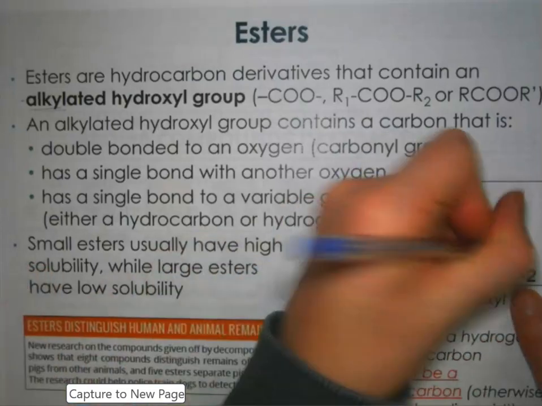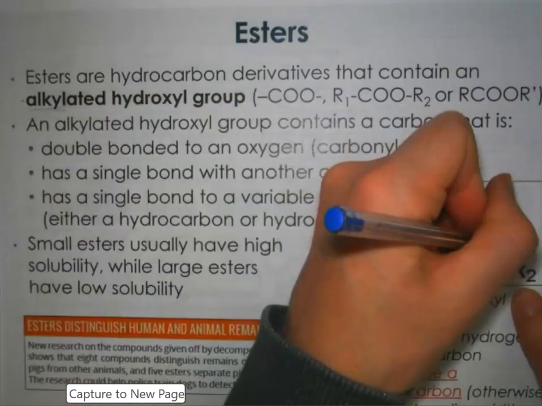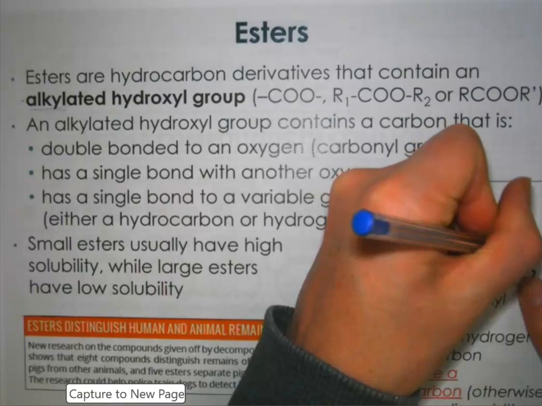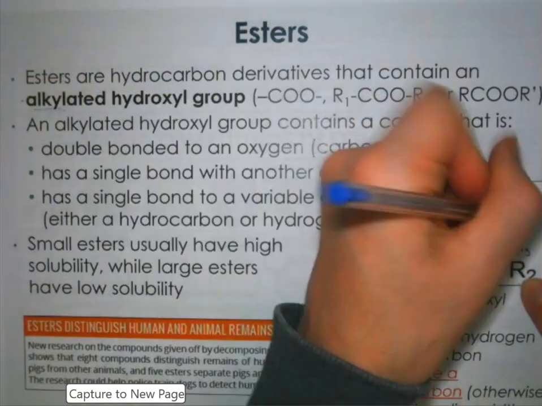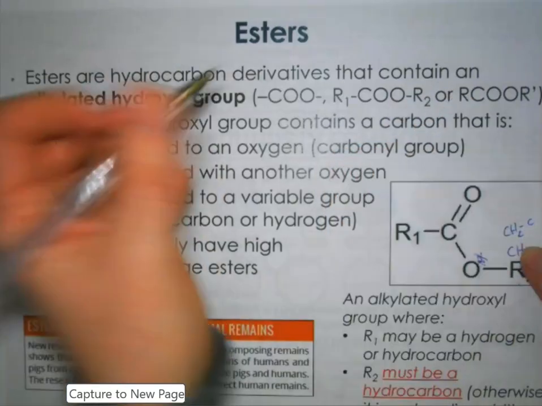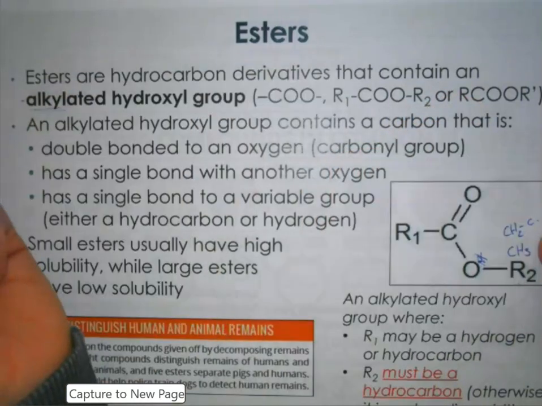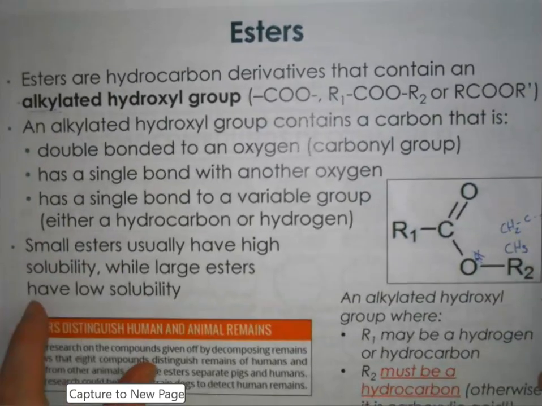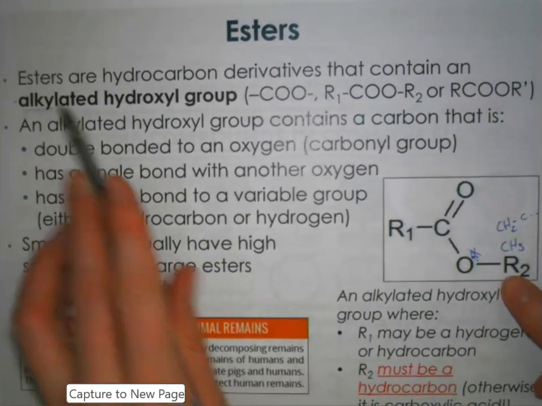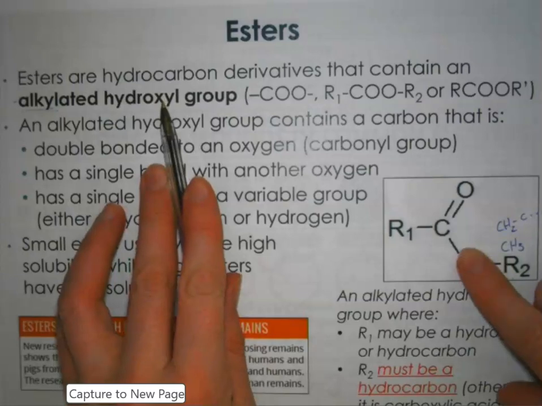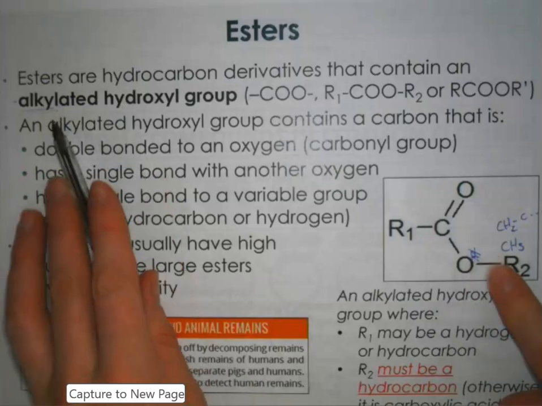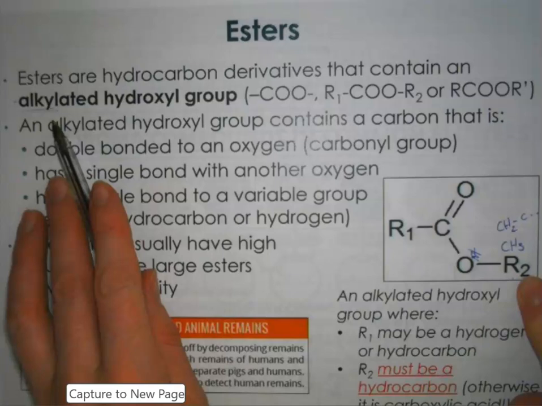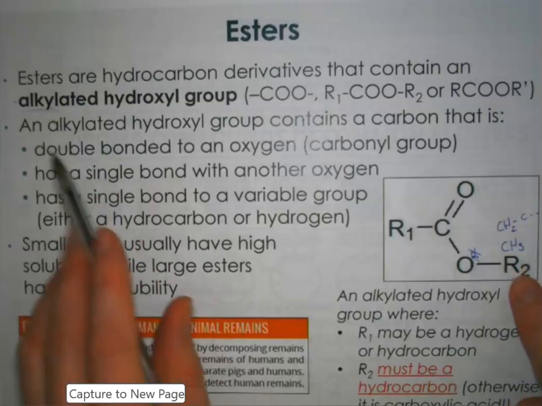So it could be one carbon with 2 hydrogens attached, or 3 hydrogens attached. So it could be like CH3, or it could be like CH2 and then another carbon, and it could go on indefinitely, right? However long that chain would be. So that's where the name alkylated hydroxyl group comes from. It's because originally this was a hydroxyl group, but we've replaced the hydrogen in the hydroxyl group with an alkyl group, so some kind of hydrocarbon basically.